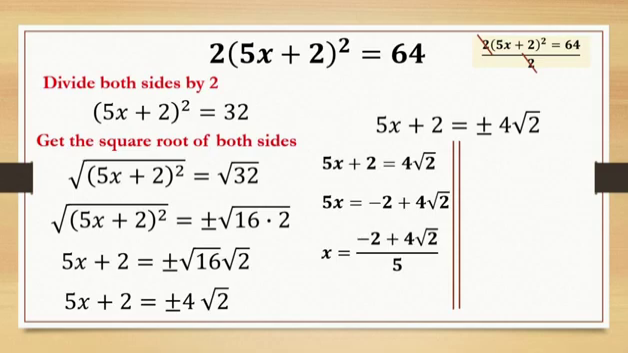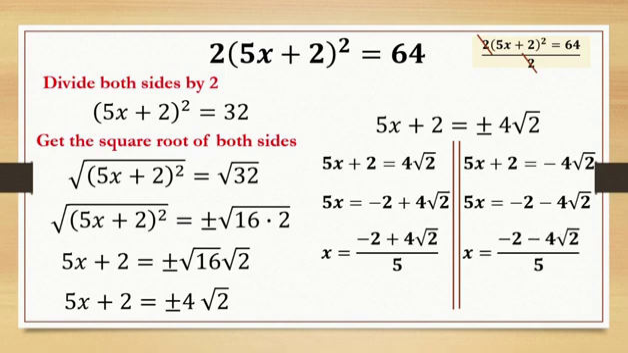On the other side, our second equation, negative naman. So, 5x plus 2 is equal to negative. Kanina, positive. Laging ganon, positive and negative. Negative 4 square root of 2. Solve for x, we have 5x is equal to negative 2. Lipat natin si positive 2. That will become negative 2. And then, minus 4 square root of 2. So, divide both sides by 5. We will come up with x is equal to negative 2 minus 4 square root of 2 over 5.